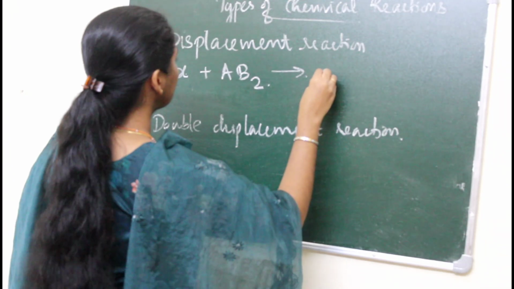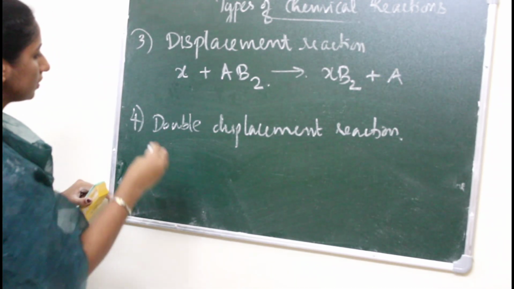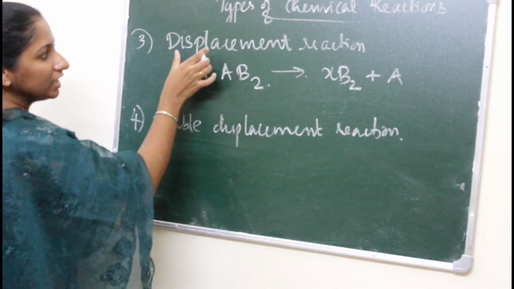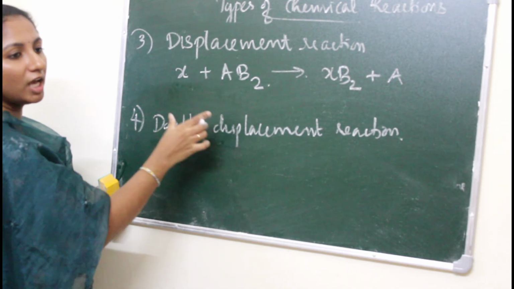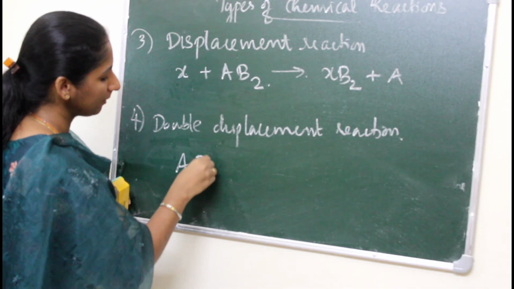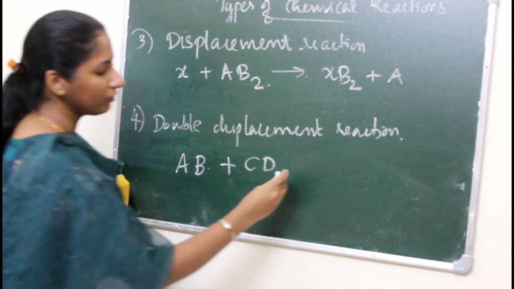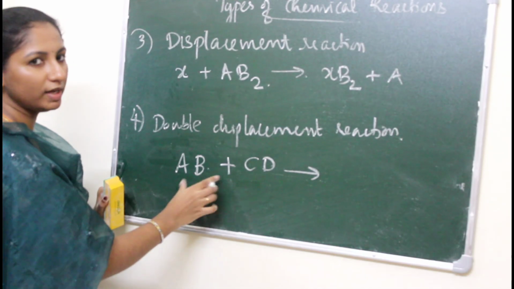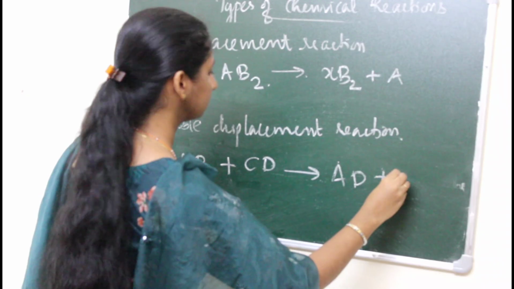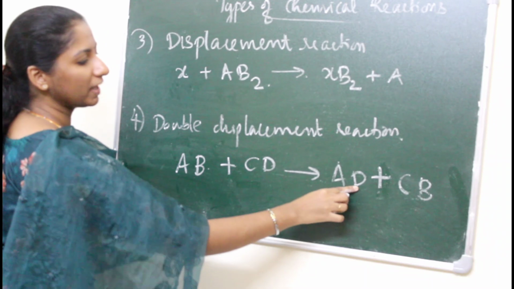Okay, so what will happen? We will get XB2 plus A like this. Okay, so similarly when we take double displacement reaction, two ions are displaced. Let's take the case of AB and CD. AB is a type of compound, CD is another type of compound, and then what will happen? Two ions will interchange. That means here we will get AD and here we will get CB like that. The product is like this, that is two ions are displacing.